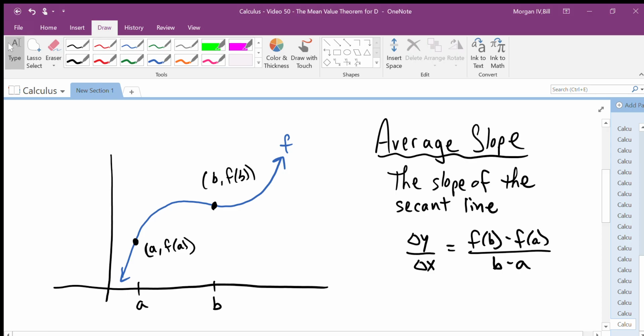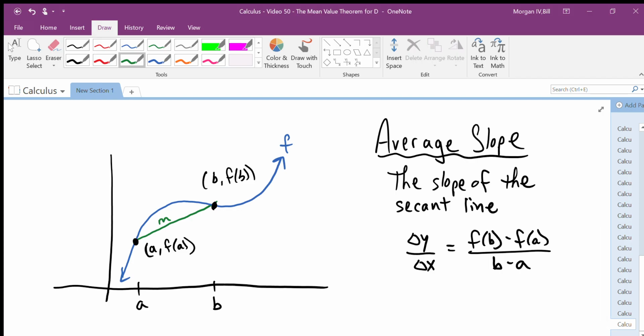So I have a curve, a function f, and on that curve I have 2 points. I have the point a, f of a, and I have the point b, f of b. The average slope between those 2 points: if I were to draw a line between those 2 points, I would have a line segment that would have a slope. That slope, the slope of this line, is the average slope. It's the slope of the secant line. The slope of the secant line is the average slope between those 2 points.